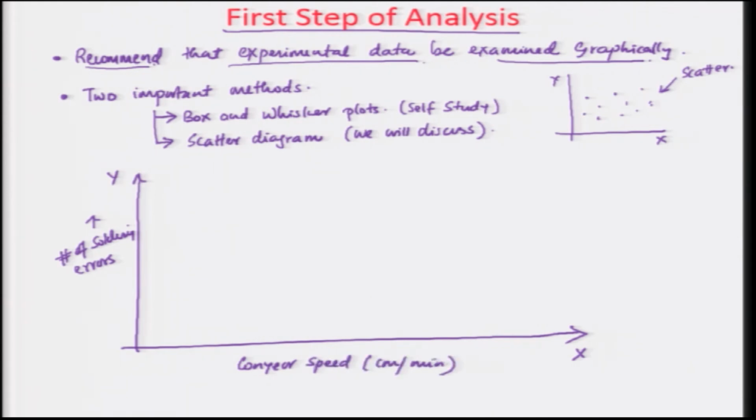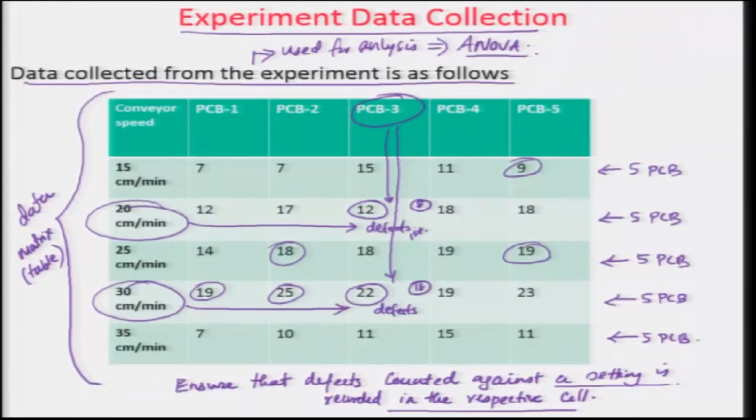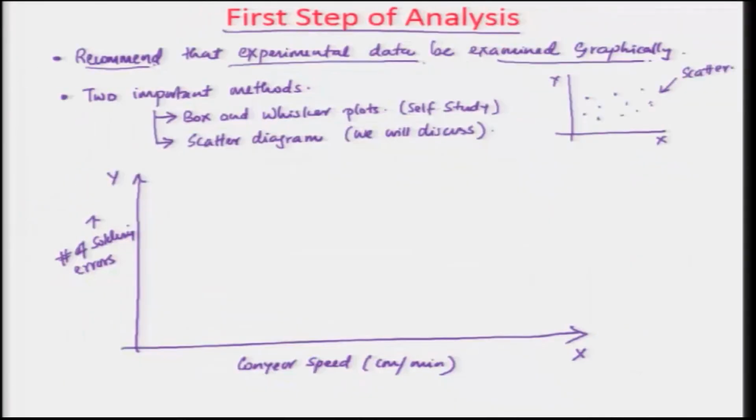What were the conveyor speeds we are looking at? 15, 20, 25, 30, 35. So we have 15, 20, 25, 30, 35. These are the conveyor speeds that we have, and we are going to take the value 0, and then we are going to take the values from this slightly differently.